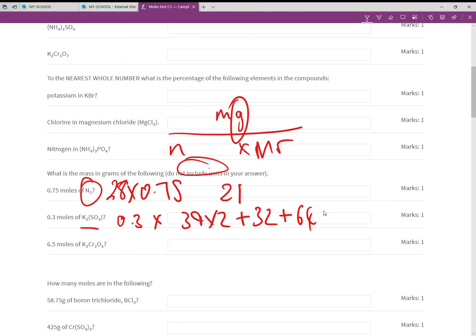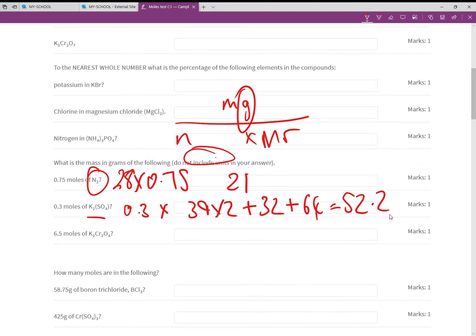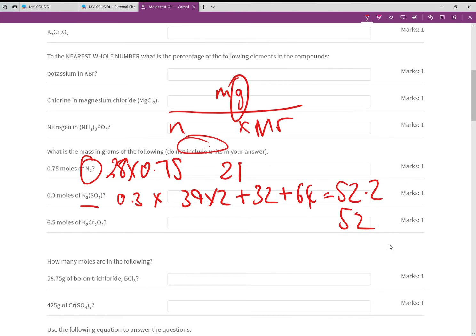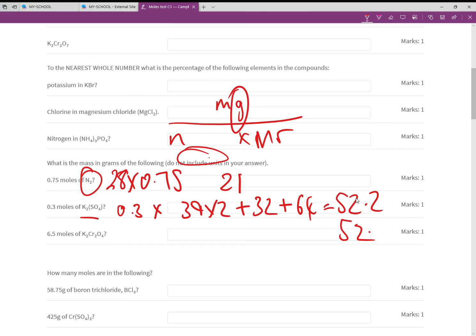Okay, and we got 0.3 times that gives me 52. 52. Where am I? 52.2, which the nearest whole number is, of course, 52. In fact, no, it doesn't ask you for this question to the nearest whole number. This is a separate question.